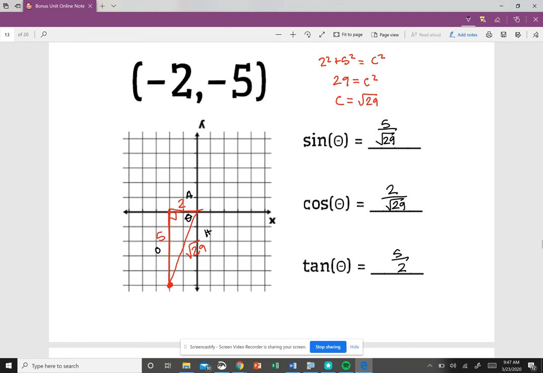Now, if I did want to rationalize the denominator, I would multiply the top and bottom by square root 29, and I would get to square root 29 over 29. These numbers are equivalent. It's just one is written without a square root in the bottom. Those numbers are exactly equal.